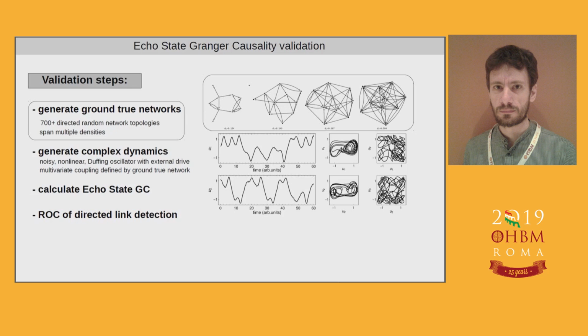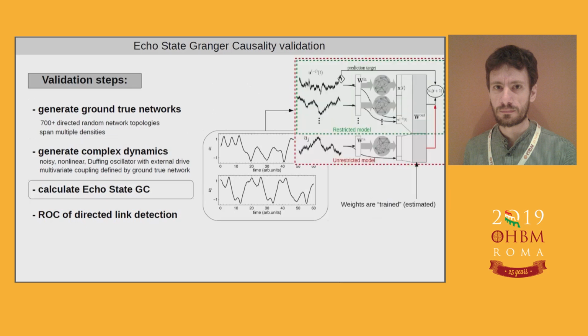From the signal that we get, we feed our machine, and then we want to see if we can reconstruct every single directed link of the network. And we evaluate performance with the receiver operating characteristic curve.